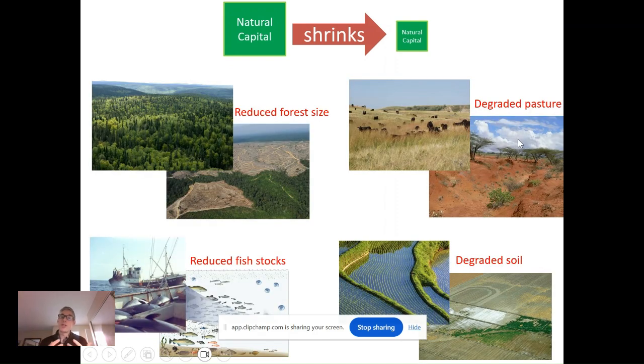and reduced community complexity, reduced ecosystem function. So we can see that with forests, grassland degradation, degraded soils, reduced fish stocks, and therefore smaller species abundance of animals that eat those fish. And so these are just ways in which humans have overused natural capital.